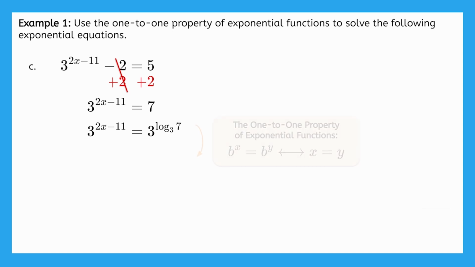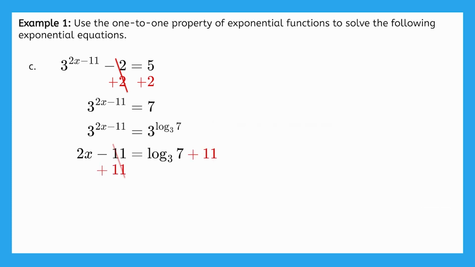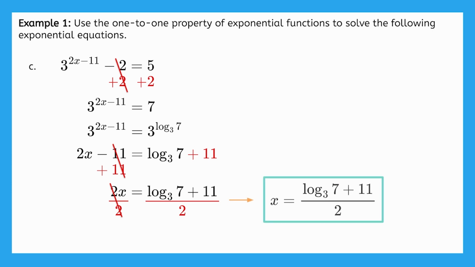Now we just apply the one-to-one property and get 2x minus 11 equals log base 3 of 7. We add 11 on both sides and then divide both sides by 2. The solution is x equals log base 3 of 7 plus 11 all over 2.